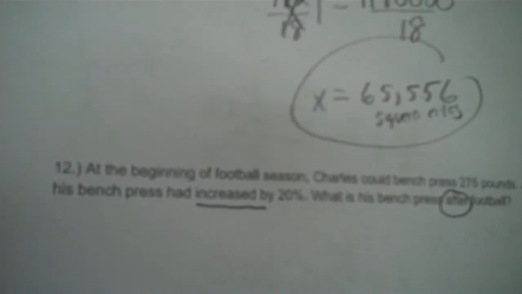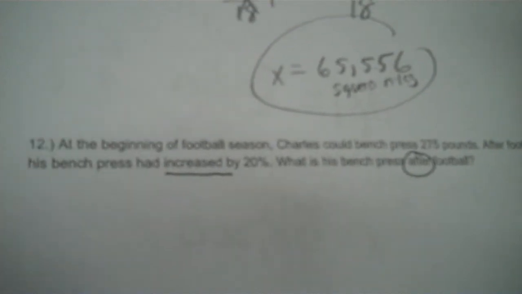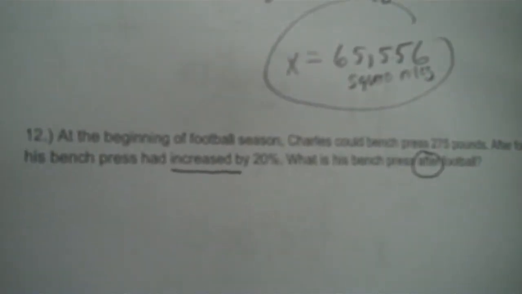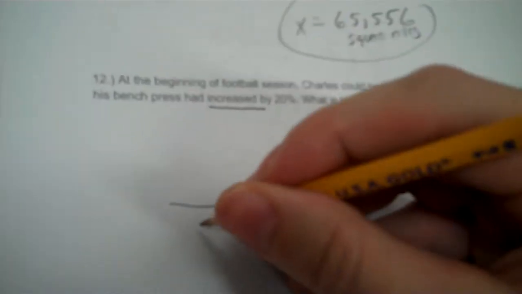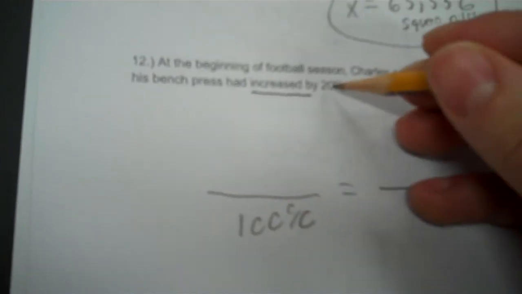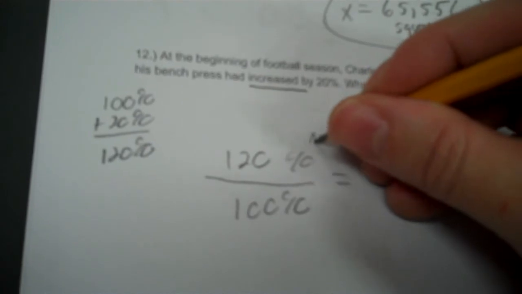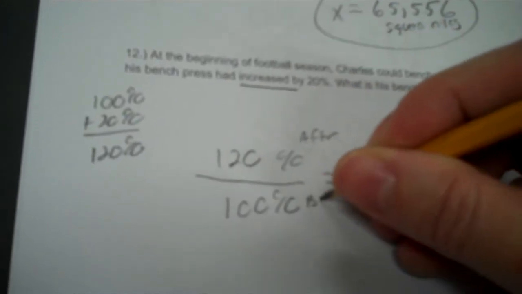Okay, at the beginning of football season, Charles could bench press 275 pounds. After football, his bench press had increased by 20%. What is his bench press after football? So again, a percent. Now it says 20, but we don't want to put 20. Increase means we need to add 100% plus 20%. That'd be 120%. Now when I have to add or subtract a percent from 100, the labels then become after for the top and before on the bottom.